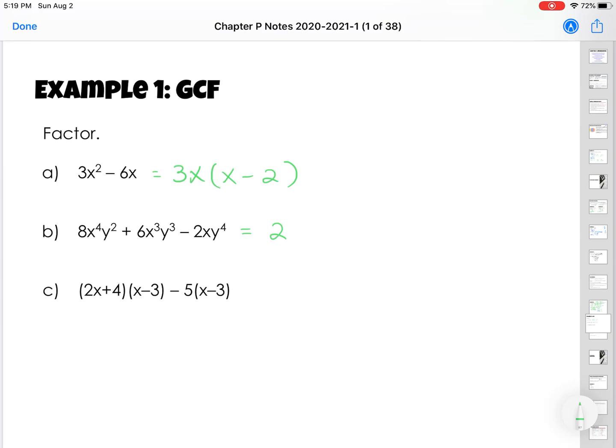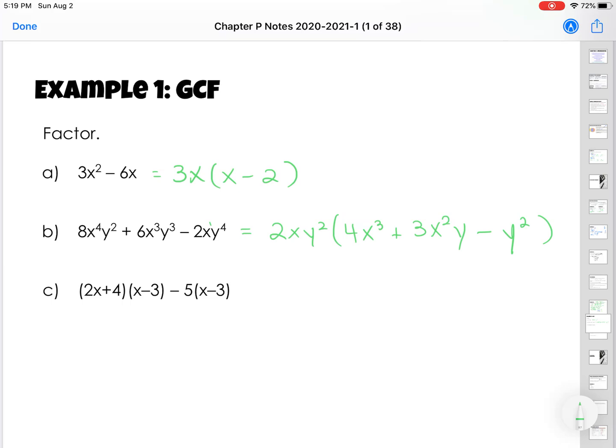With the variables, I'm going to take the smallest exponent of all of them. So I see x to the first is the smallest, y to the second is the smallest. And then we write what's left over. So 8 becomes a 4 when I divide. When I take out one of the x's, I'm left with the third power, and the y's are gone from the first term. Let's see, that's a 3x squared y, and that x and the 2 are gone. We just are going to have the minus y squared.